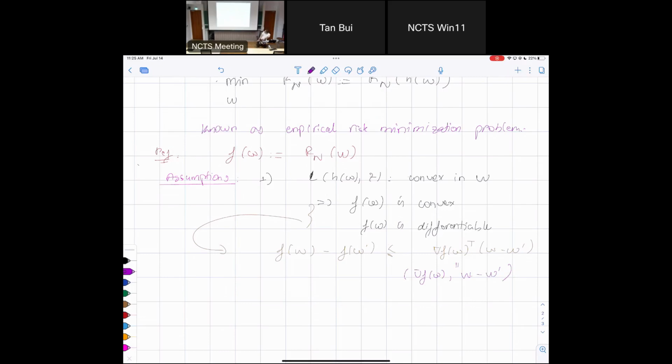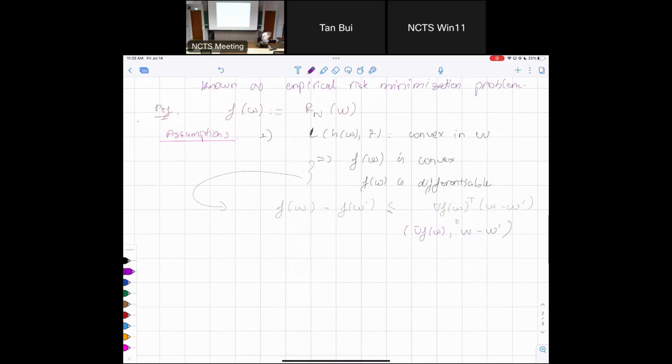Okay, so that's convexity assumptions. We do one more assumption. Another key assumption is that the gradient of f is bounded: we assume that its norm is less than or equal to L, where L is less than infinity.